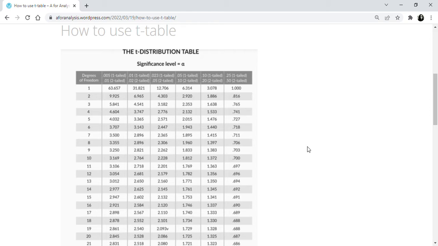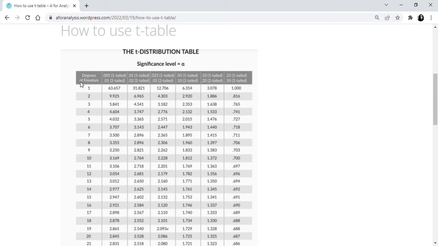Today we will talk about how to use the t-table to find the t-score for a given confidence interval and degree of freedom. Most of the time, we will be given the confidence interval and sample size, and from that we can find the corresponding t-value. So the t-table looks something like this.